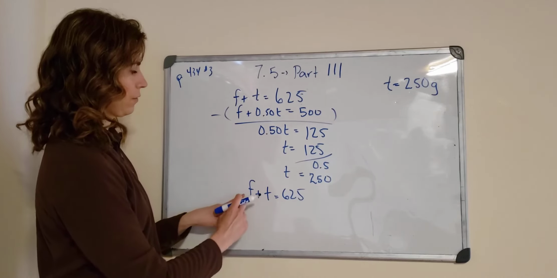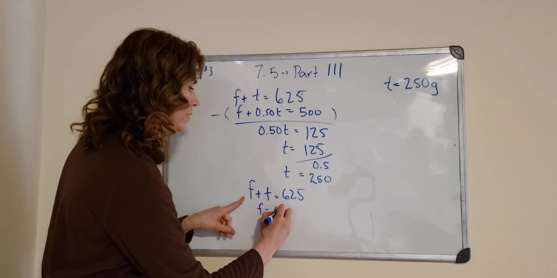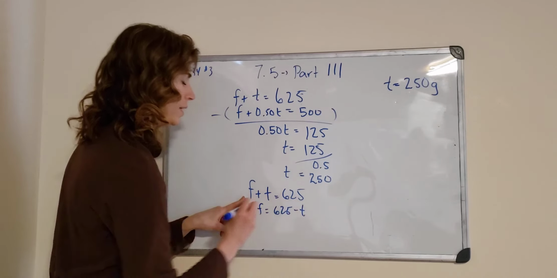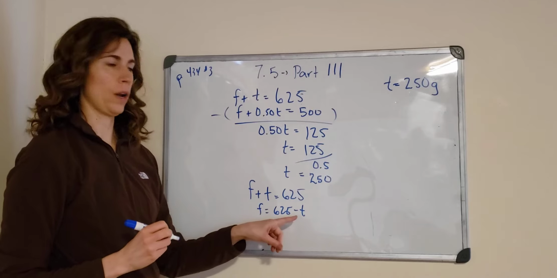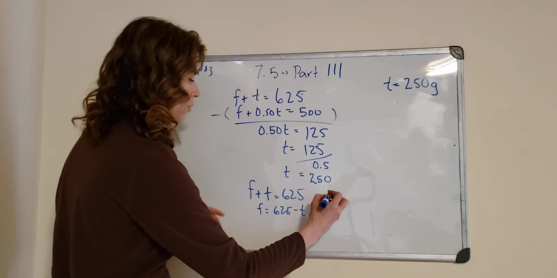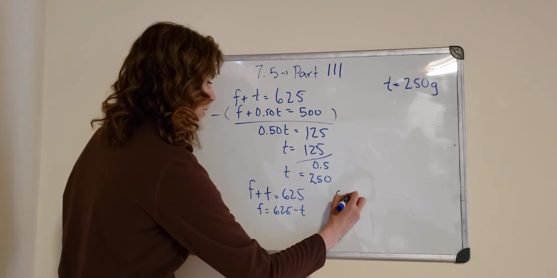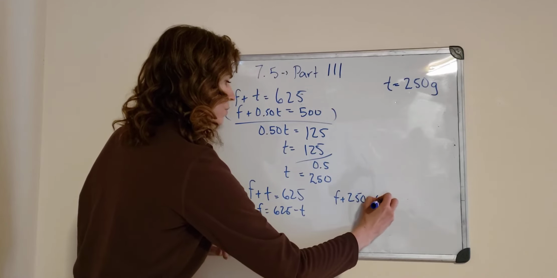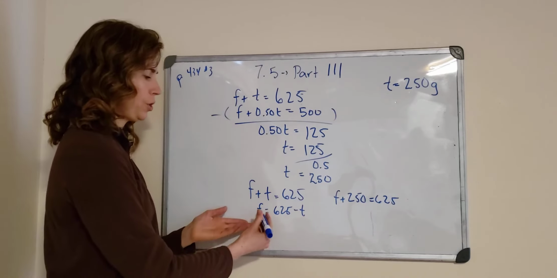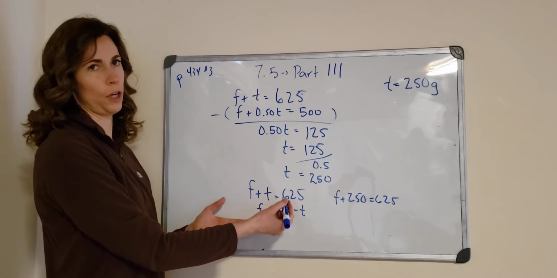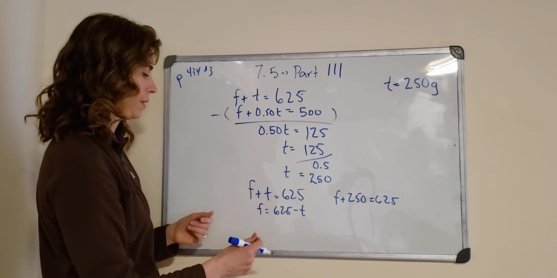We're trying to solve now for f. I could do this. f equals 625 minus t. And now I could put in my t if I wanted to. What I normally do, I don't know why, I normally would say f plus 250 equals 625 and solve like that. But you could manipulate the equation first before you put in your variable. Either way, you get the same answer.